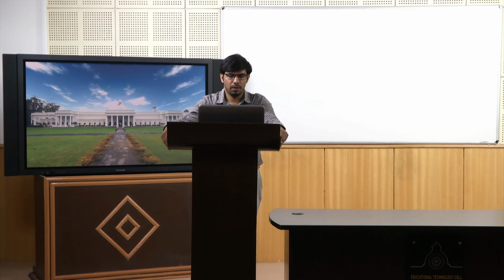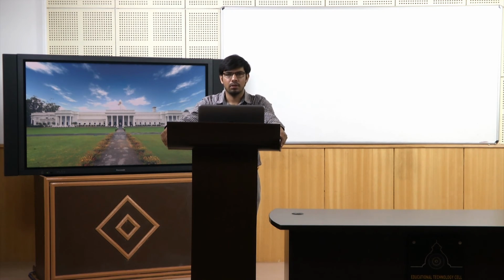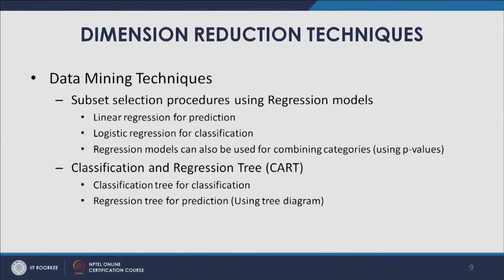Similarly, in the classification tree, we can combine categories if they are coming in the same branch and there is a possibility of having similar classification rules for both of them. For the regression tree as well, if a particular variable is not coming up in the regression tree diagram, then those variables can be eliminated from the analysis.